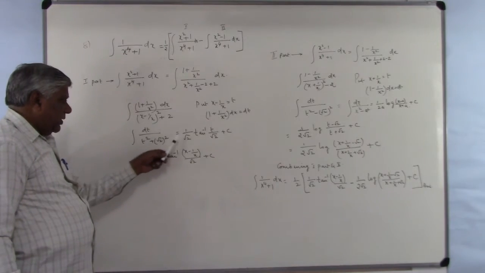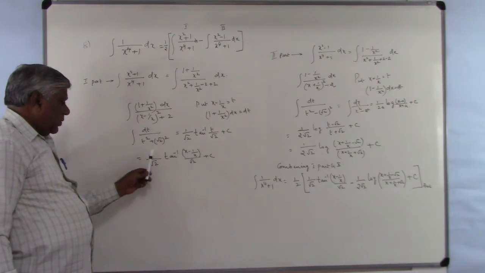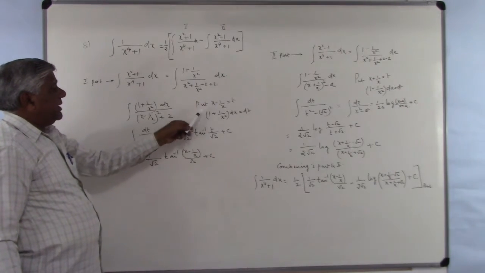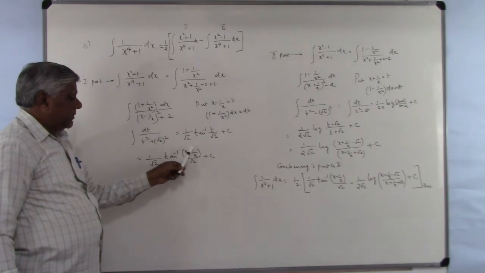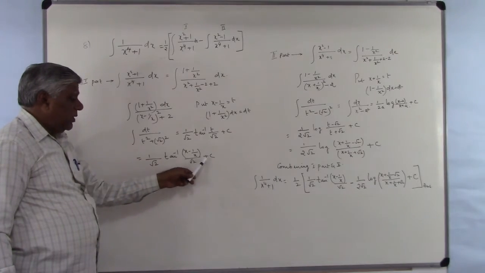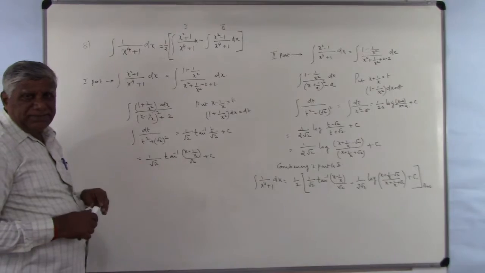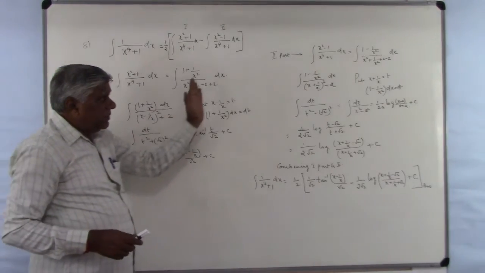So now I am going to substitute for t: 1 over root 2 tan inverse, t is nothing but x minus 1 by x, x minus 1 by x divided by root 2 plus c. The first part problem is over. Now we will come to the second part.